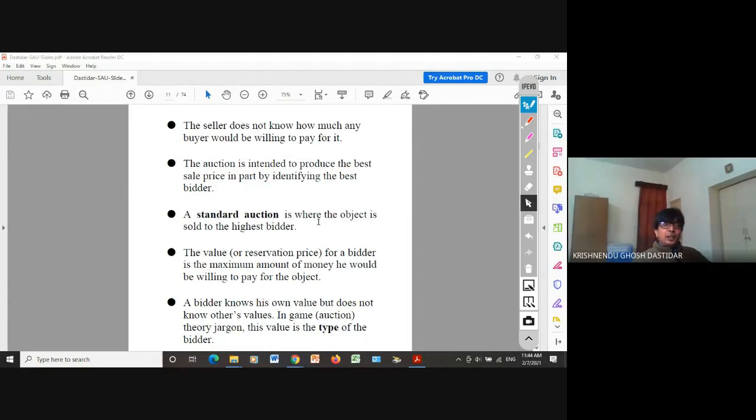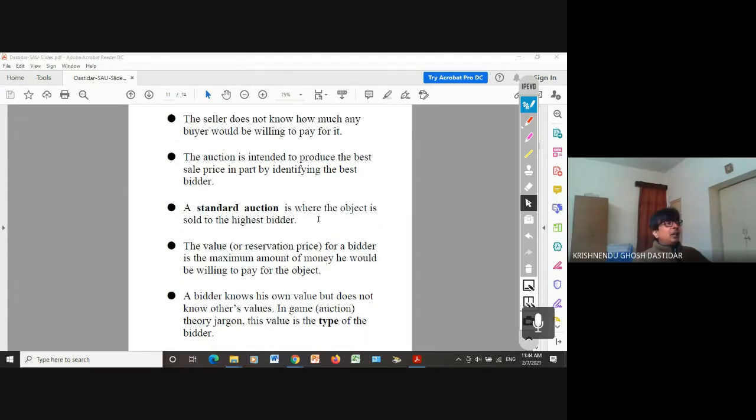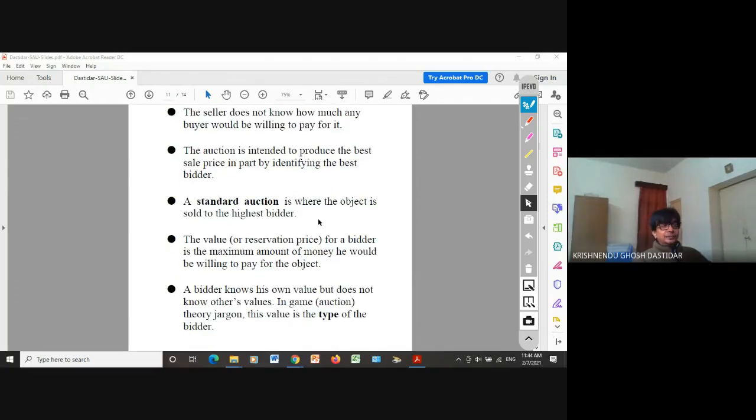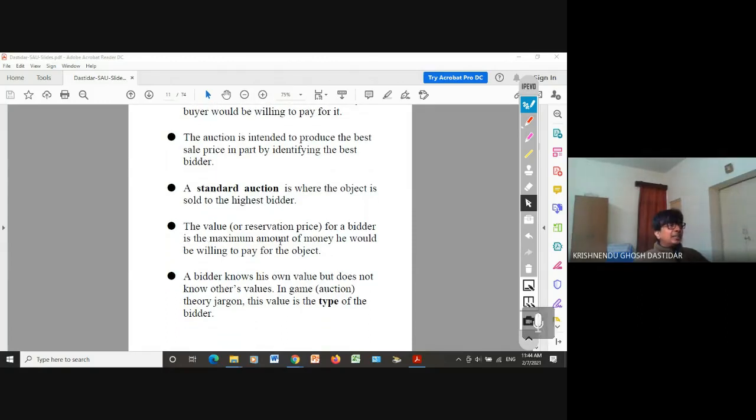Now, what's a standard auction? A standard auction is where the object is sold to the highest bidder. So bidders bid for it. Now, who gets the object? The highest bid. This is called a standard auction. In principle, you can think of non-standard auctions also, where you may give it to the second highest bid or the third highest bid. It's not practiced in the real world, but that's why this is called a standard auction. The value or reservation price for a bidder is the maximum amount of money he would be willing to pay for the object.